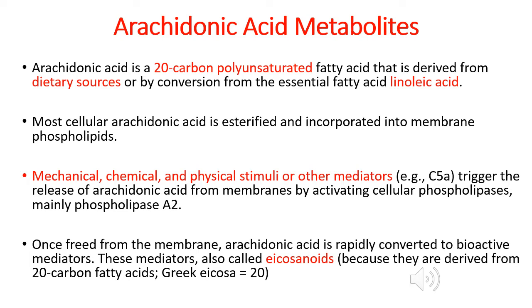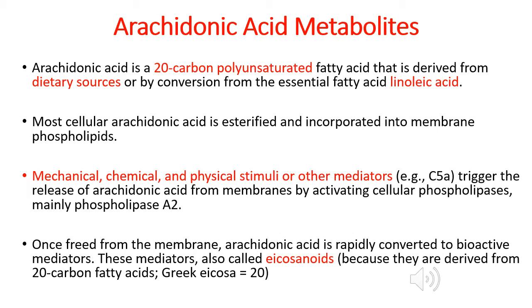So arachidonic acid, as you probably know, is a 20 carbon polyunsaturated fatty acid that is derived from dietary sources or by conversion from the essential fatty acid linoleic acid. Most cellular arachidonic acid is esterified and incorporated into membrane phospholipids. So most of the sources of the arachidonic acid metabolites are basically from the membrane phospholipids.